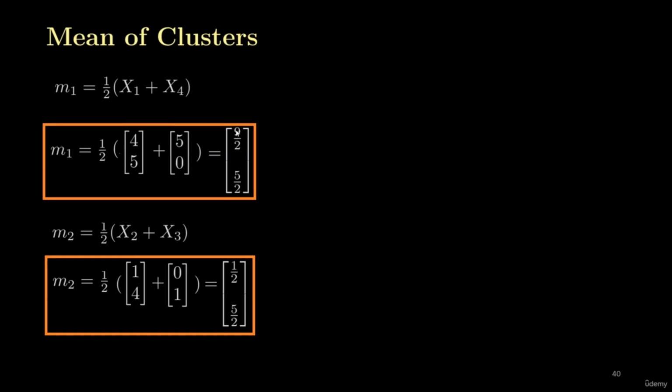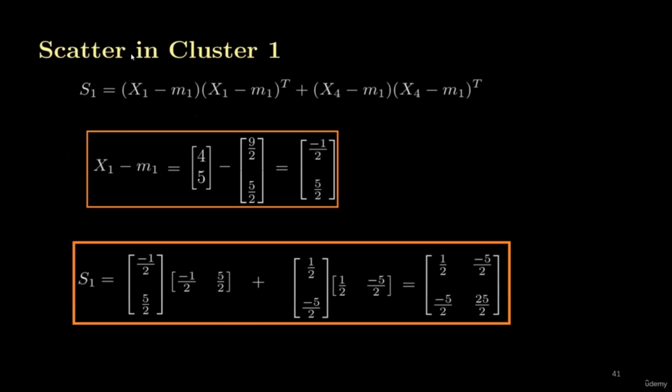4 plus 5 is 9, divided by 2. 5 plus 0 is 5, divided by 2. This is the mean of the first cluster, and this is the mean of the second cluster. So they are denoted by M1 and M2. You have to remember that M1 and M2 are the means of cluster 1 and cluster 2 respectively in our numerical example. Now, first of all, we are going to calculate within cluster 1.